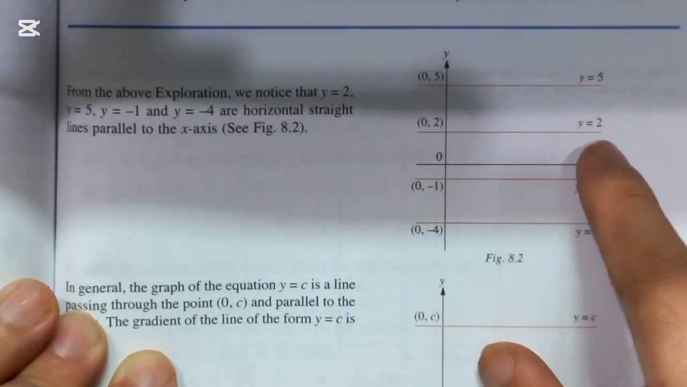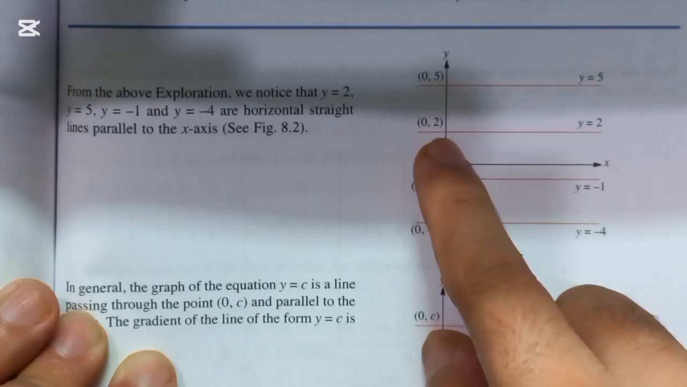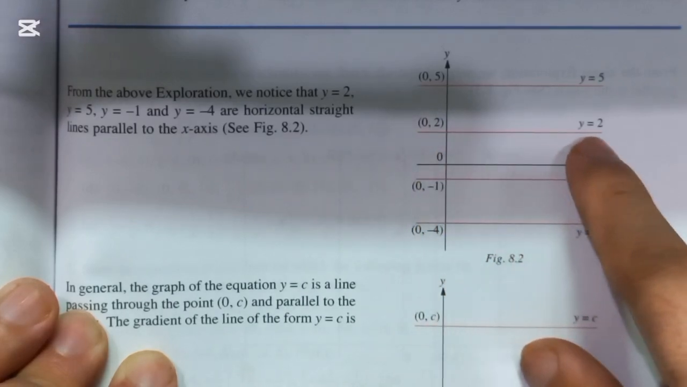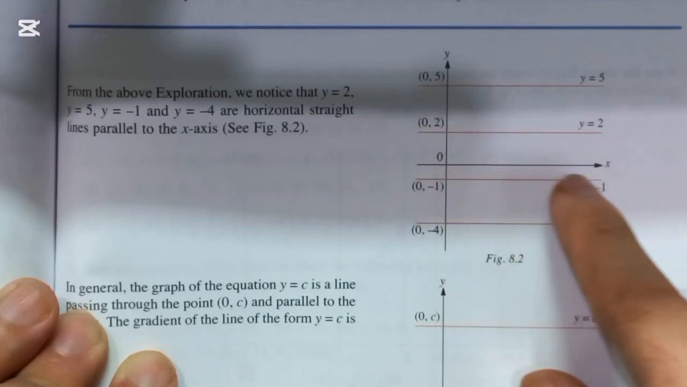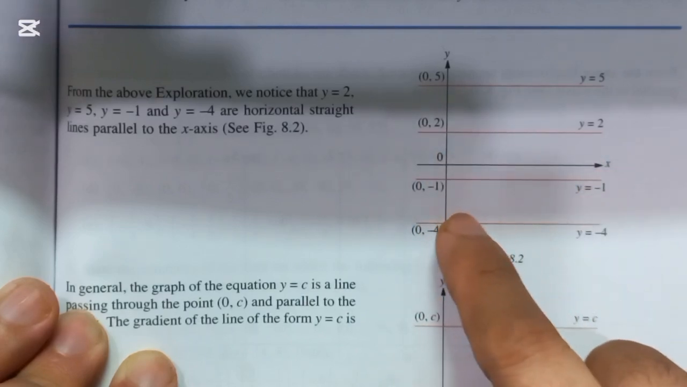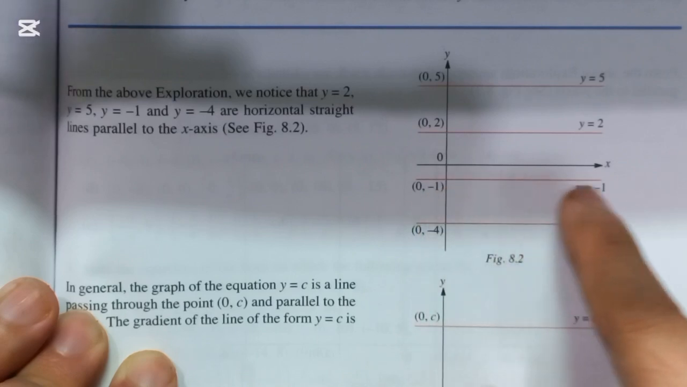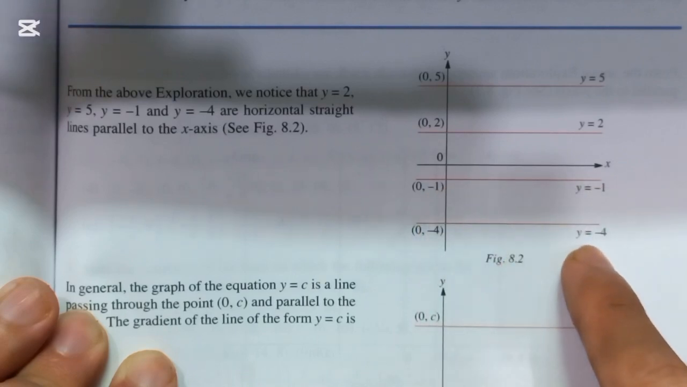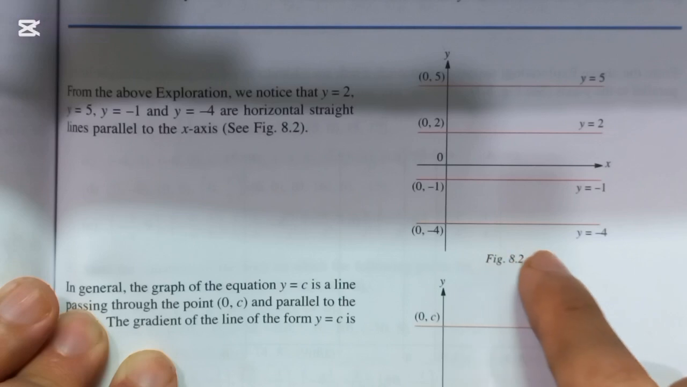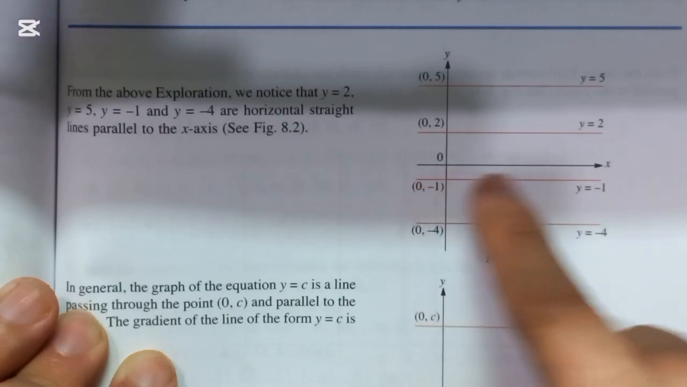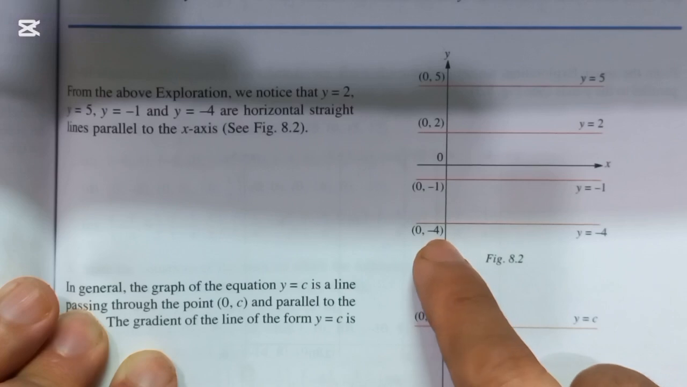Likewise, y is equal to 2 line will pass through the point (0, 2) and parallel to the x-axis. So you will draw a horizontal line that is parallel to the x-axis. Likewise, y is equal to -1 will pass through the point (0, -1) parallel to the x-axis, and the graph of y is equal to -4 will be a line parallel to the x-axis, that is a horizontal line passing through the point (0, -4).